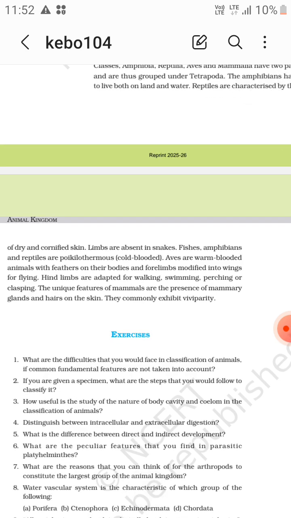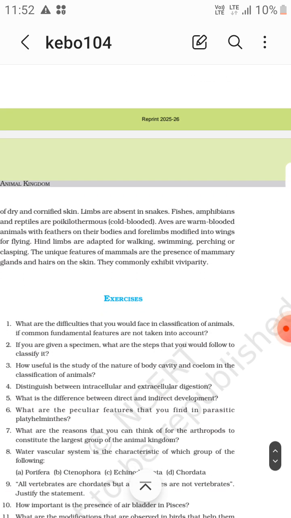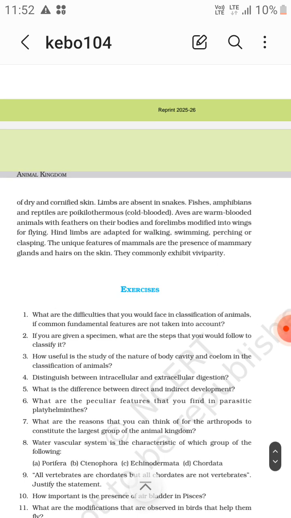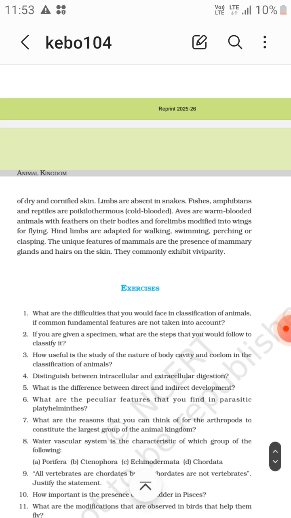Fishes, amphibians and reptiles are poikilotherms, meaning cold-blooded animals; their body temperature changes with the surroundings. If it's cold, their body temperature will be cold. It's not constant. Aves, against them, are warm-blooded animals with feathers on their whole bodies, and four limbs. The forelimbs are modified into wings for flying. Hind limbs are adapted for walking, swimming, perching or clasping. Hind limbs mean backside limbs.